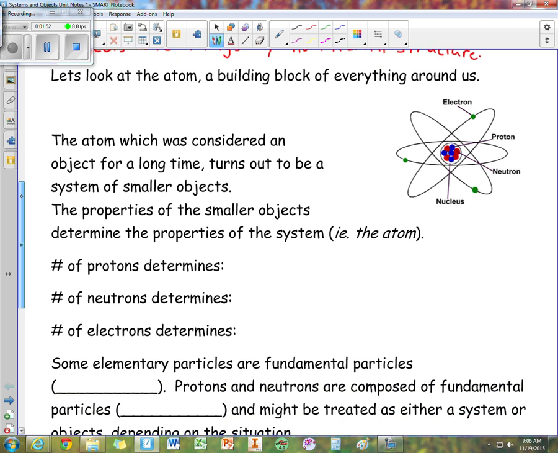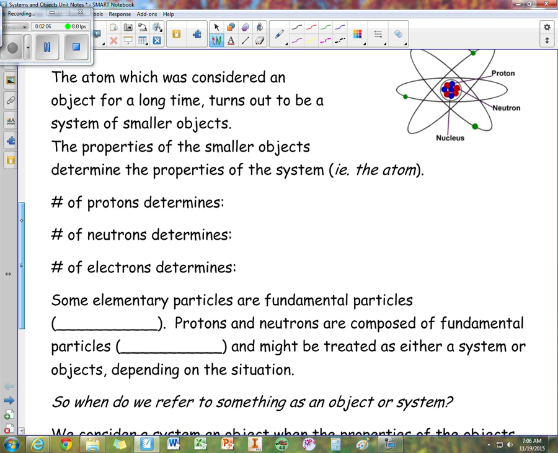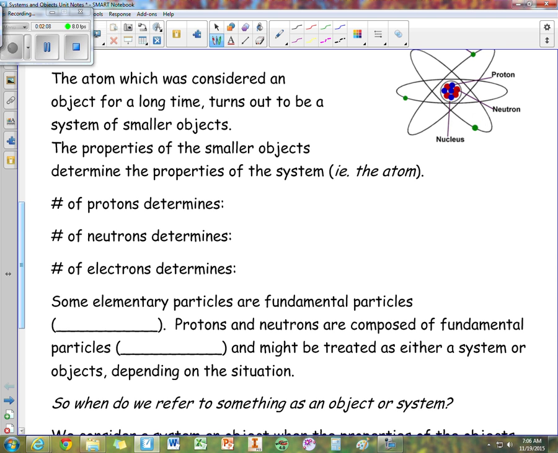And so when we take a look at a system, we need to determine what are the objects within the system. So going back to the atom, there are three what we would call objects within the atom. We have the protons, neutrons, and electrons. Now, the properties of the objects help determine the properties of the system. So, for example, the number of protons will tell us what atom it is.